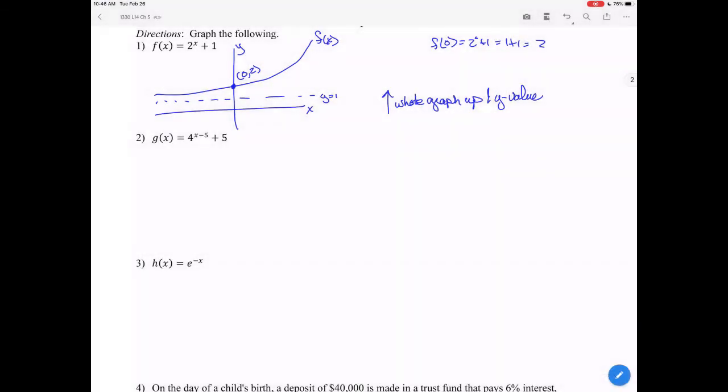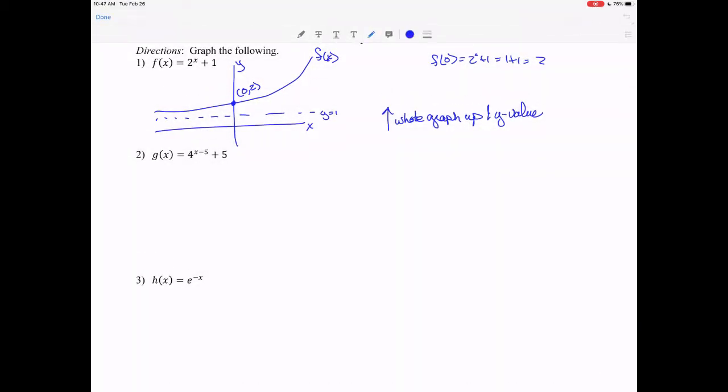Now, let's talk about this one. Let's look at what's going to happen if I put in 0. If I put in 0, g of 0 is going to be 4 to the 0 minus 5 plus 5. Well, that's going to make that negative 4.